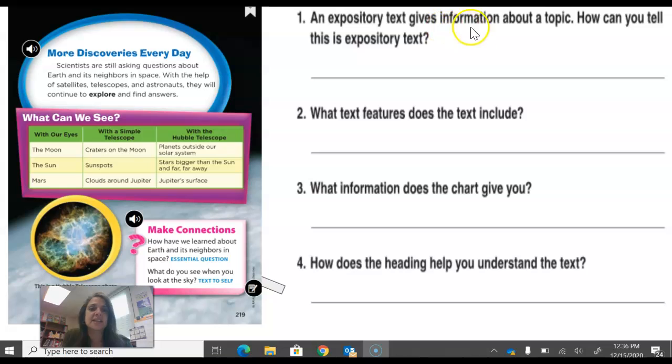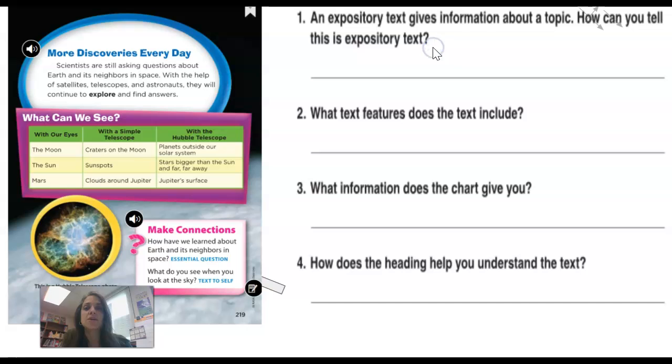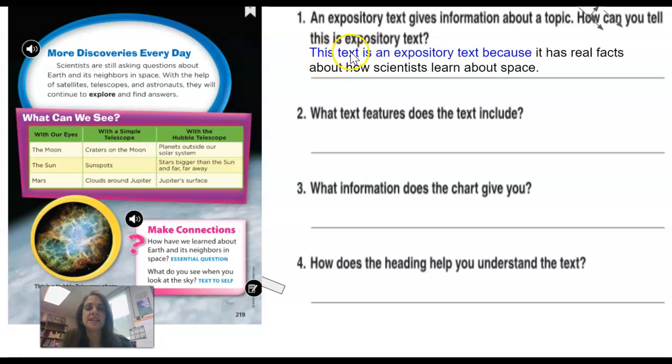An expository text gives information about a topic. How can you tell this is expository text? So, as a third grader, you can cross off your question words and restate. You can say, you can tell this is an expository text, or you could just simply say, this text is an expository text because. Well, why is it an expository text? It has real facts about. Notice how we say about. Real facts about how scientists learn about space. So you're going to include your topic when you're answering your question on your Reading Wonders backpack.